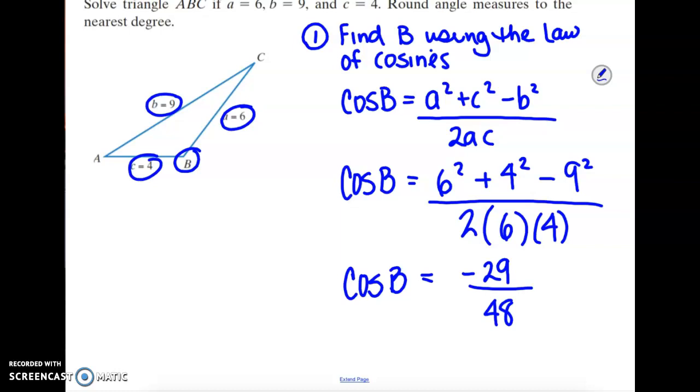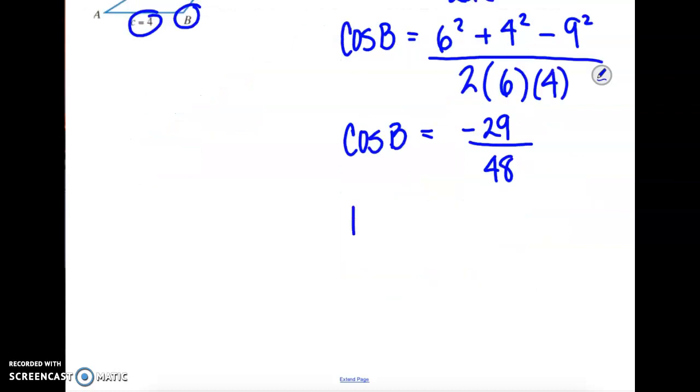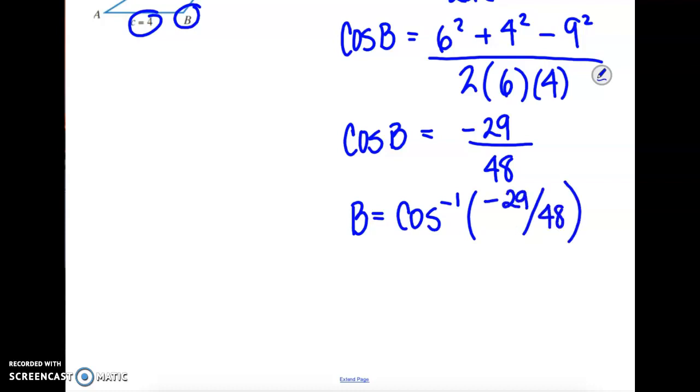We need to use inverse trig. So we say b equals the cosine inverse, so it's that second cosine in your calculator, negative 28 over 48. And now we're going to go ahead and type that in. You can pause it if you'd like. And that angle B is about 53 degrees.